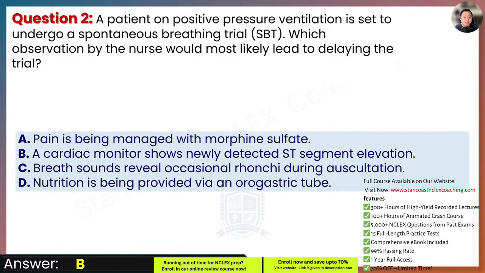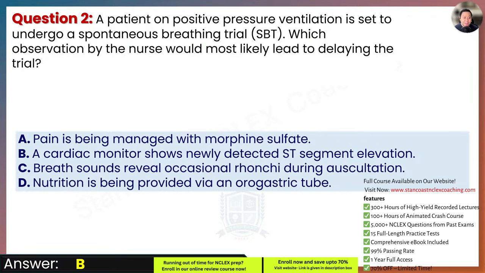It means the heart isn't getting enough oxygen. And this is critical because weaning of a ventilator is a stressful process that increases oxygen demand. Now, if the heart is already struggling, forcing the patient to breathe independently could worsen the ischemia or even trigger a cardiac event. And in this case, delaying the trial to investigate and manage the cardiac issue is the safest course of action.